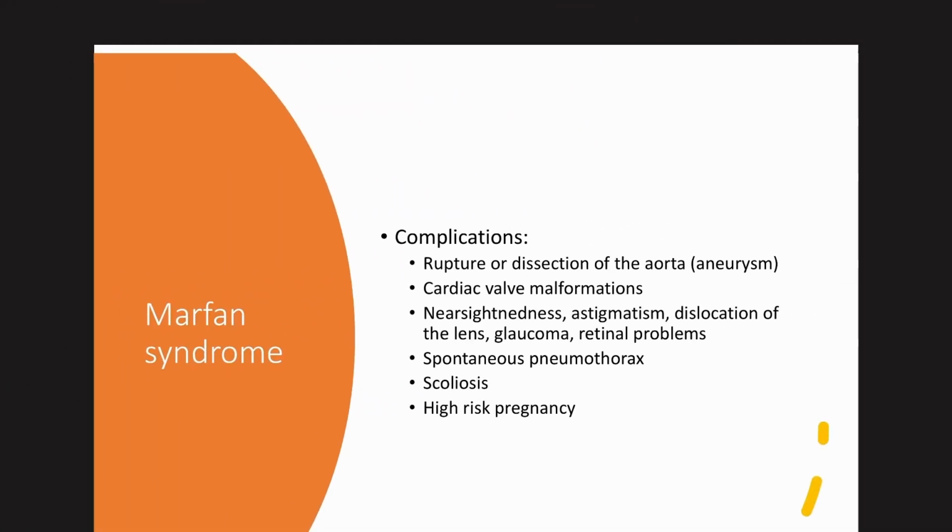Complications of Marfan syndrome due to its effect on connective tissue: we talked about rupture and dissection of the aorta. It dilates, gets bigger. Cardiac valve malformations. We talked about the aortic valve involvement and how that has a problem. Eye issues, because the lens issues cause vision problems. Here's your spontaneous pneumothorax that we talked about, because the chest thorax gets wider and bigger. Scoliosis, and high-risk pregnancy if you have underlying Marfan's.